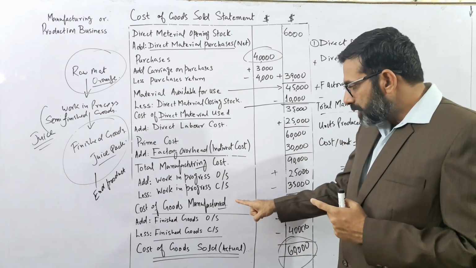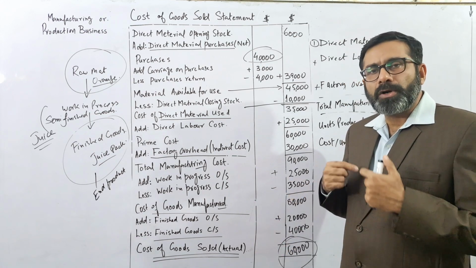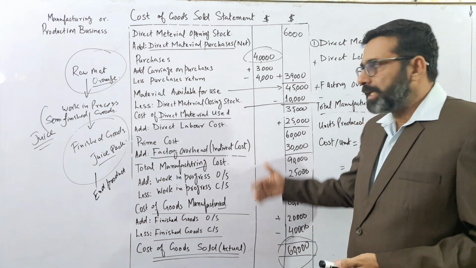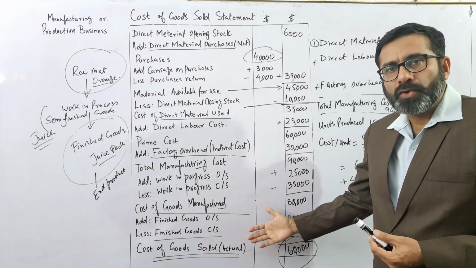During that period, these are the units which they have produced and sold. So here it is only produced, only manufactured, but here the cost of the units which are already produced and sold is 60,000. In this way we have completed the cost of goods sold statement.